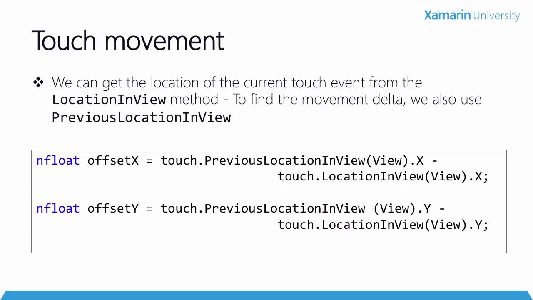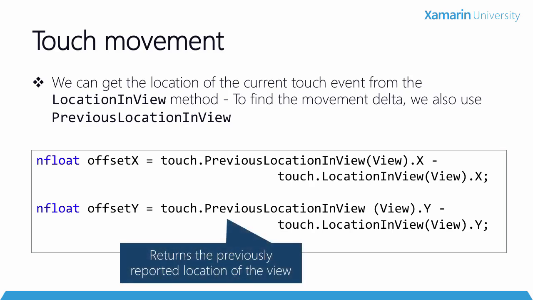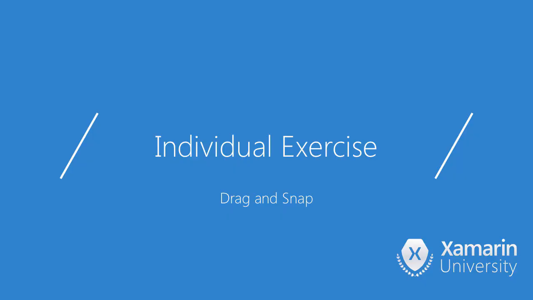And you can also retrieve the previous location using the previous location in view method. If you use these two methods together, this allows you to find the relative movement from the last reported event. Now let's do our first individual exercise where you're going to get a chance to use these methods and perform some drag and snap movement.